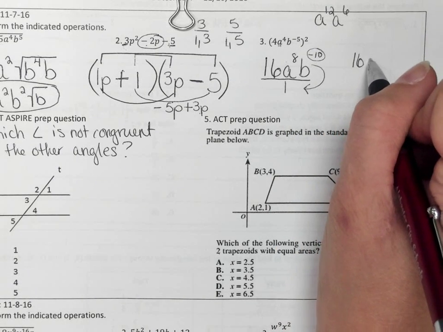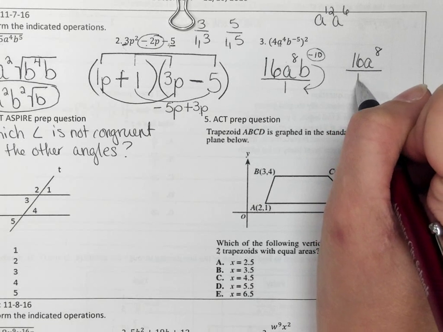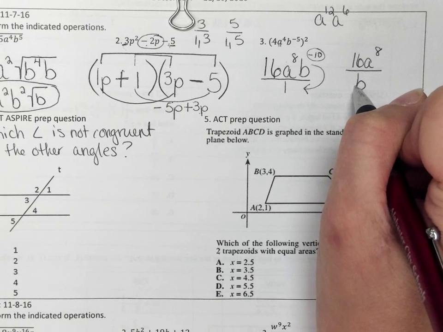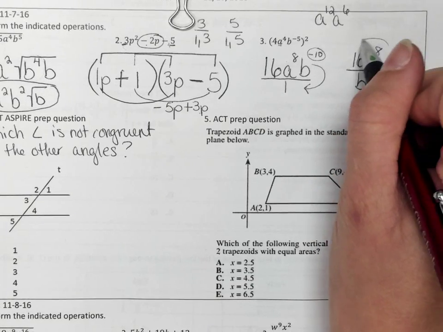The 16 stays, the a to the 8 stays, but now the b to the 10 goes to the bottom, and when you do the opposite, he gets the opposite sign. So that's positive 10.